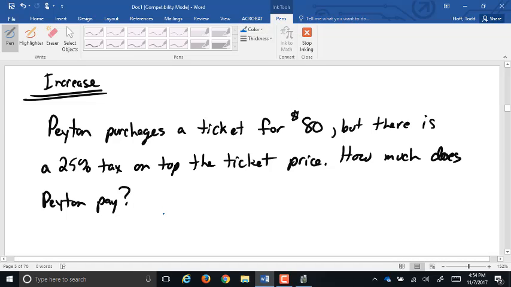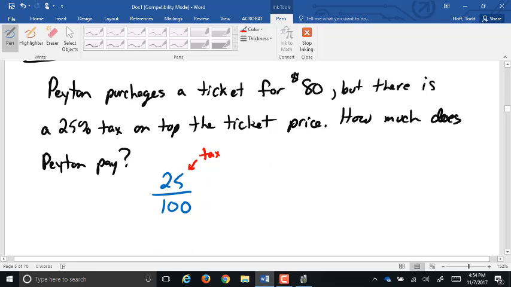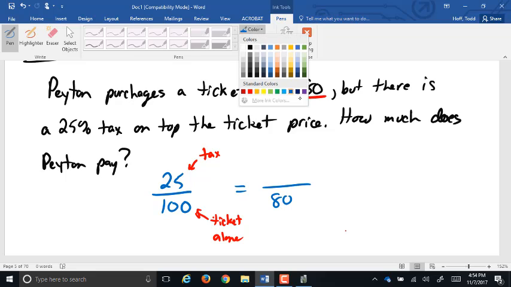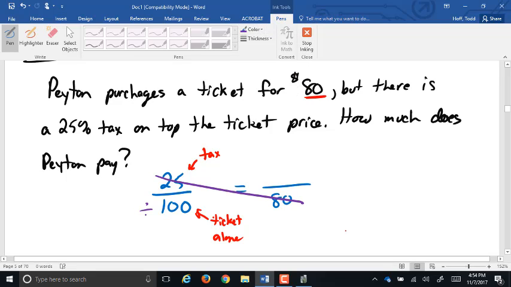So we have that 25%. Of course, it's 25 out of 100. The 25 is the tax. What's the 100% represent here? What is the full thing, their initial price? $80, yes. That is the ticket alone. So on the other side, that $80 goes on bottom. We can cross multiply and divide here. 25 times 80 divided by 100 is going to give us $20. That $20 though represents the tax.